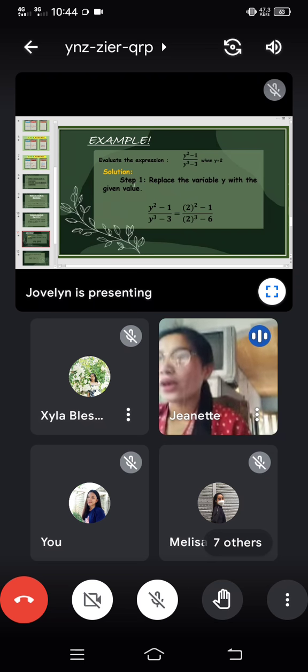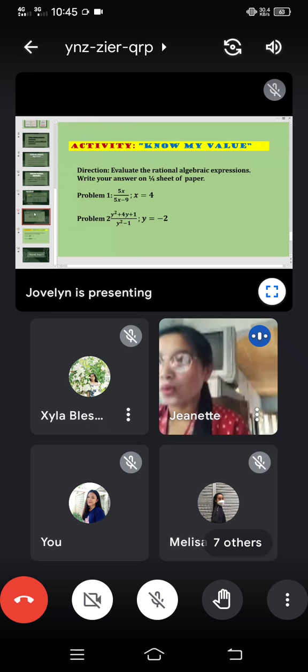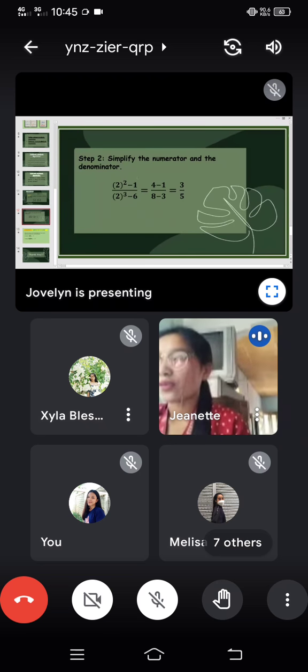Class, in evaluating rational algebraic expression, there are two steps. First, or step 1, replace the variable y with the given value. In this example, class, the variable here is y. So now we are going to replace y with 2. So we have 2 squared minus 1 over 2 cubed minus 1. Then step 2, simplify the numerator and the denominator.